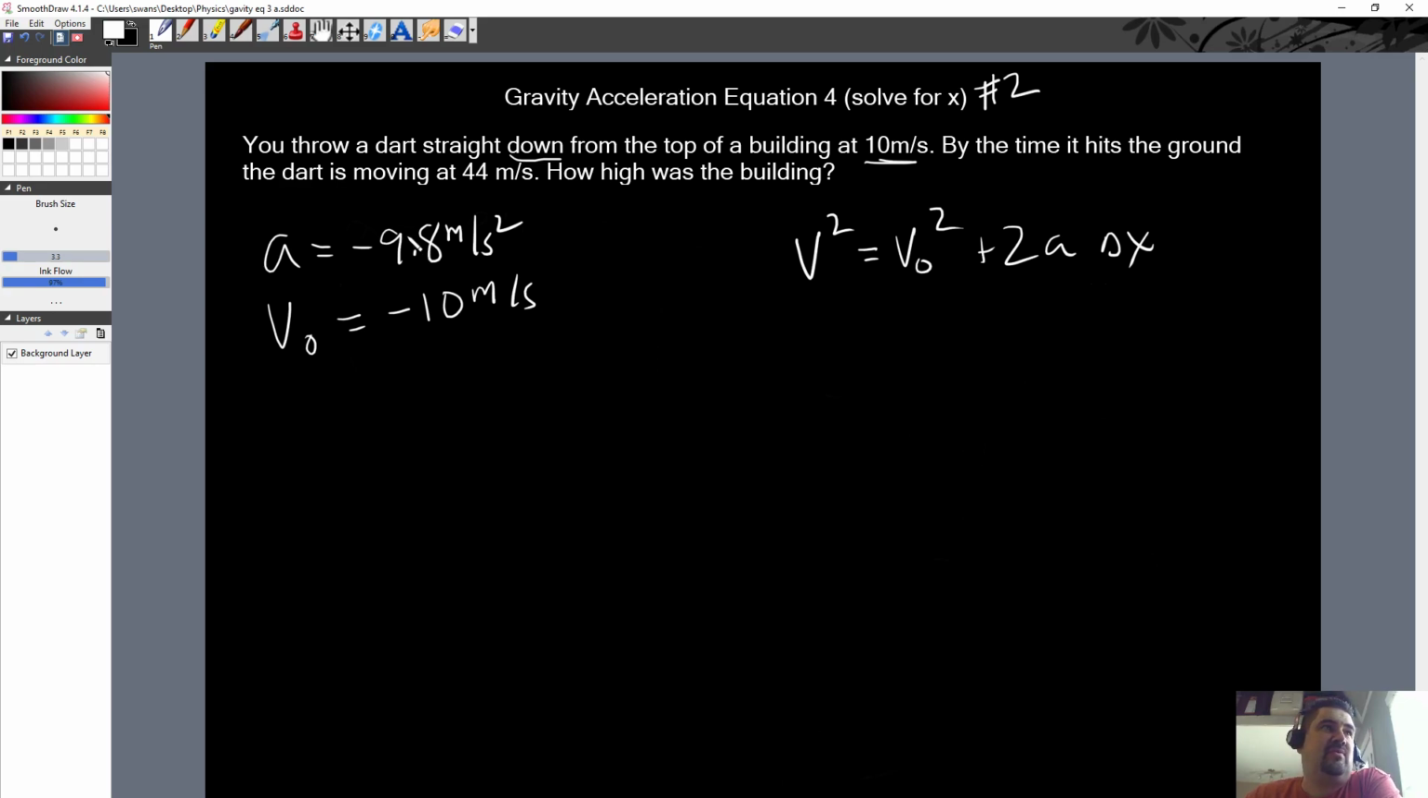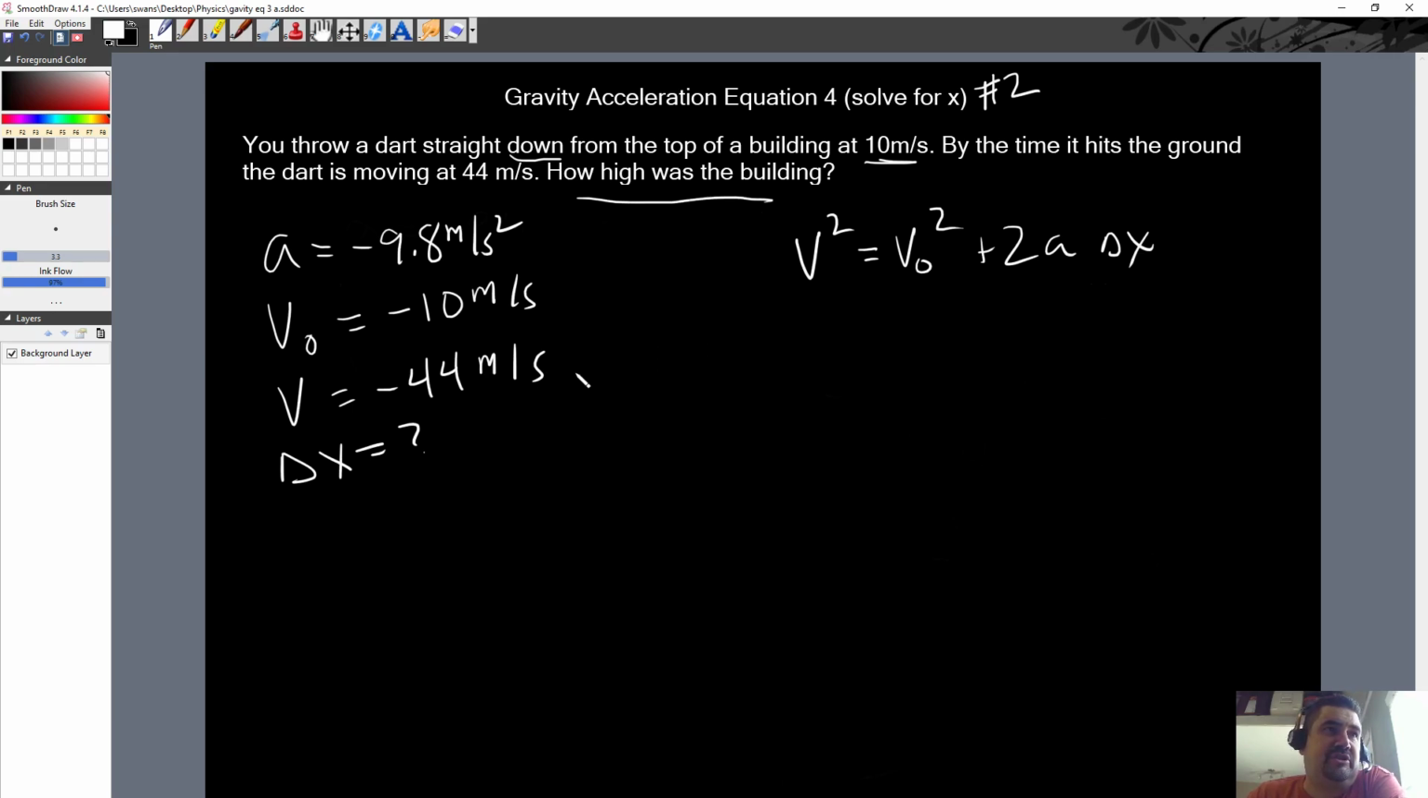By the time it hits the ground, the dart is moving at 44. So the final speed is negative 44 meters per second. You know it's going to be heading downward, of course, the second before it hits the ground. And they want to know delta x. How high is the building?